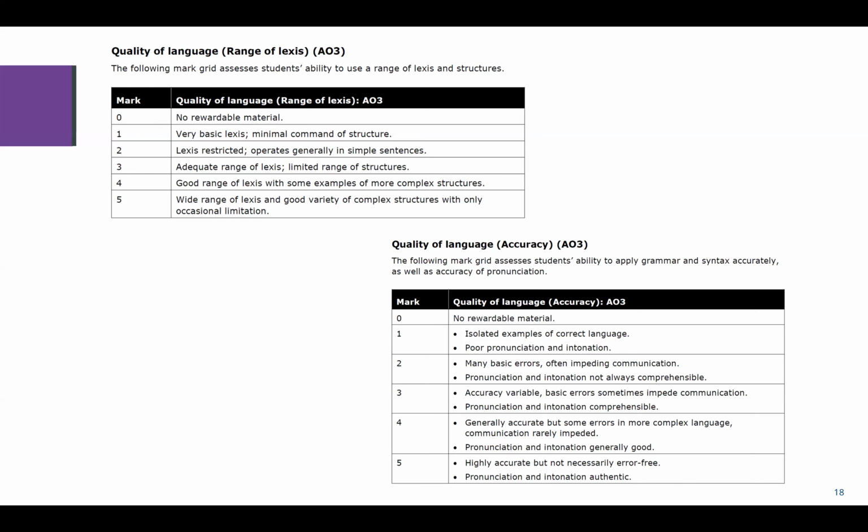And the pronunciation and intonation is authentic. Now, this is often queried really because we don't expect them to have a perfect French, German, Spanish accent, because we recognize that that isn't possible for all people. But certainly in terms of the intonation and where the stress goes, this would be quite authentic. So those are things to consider on that one.